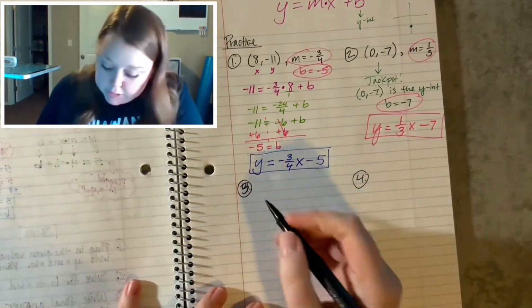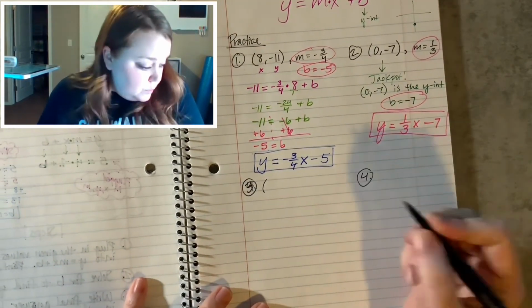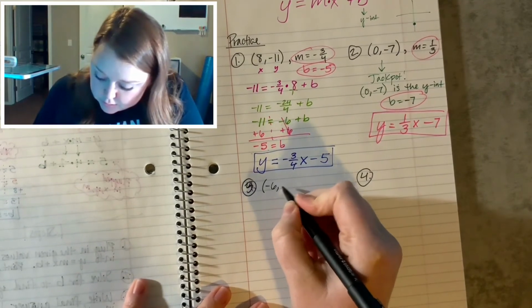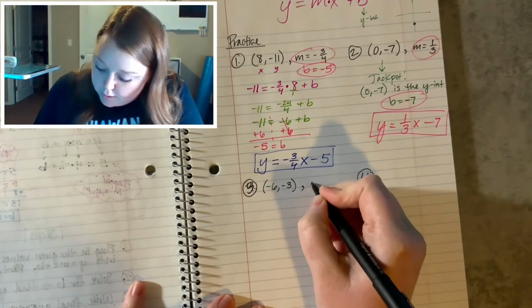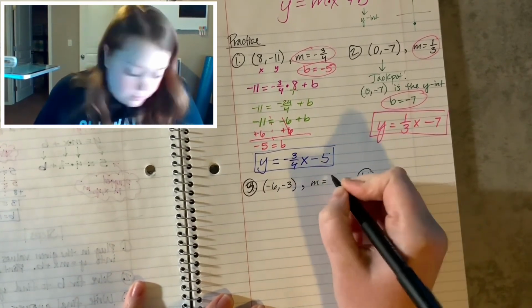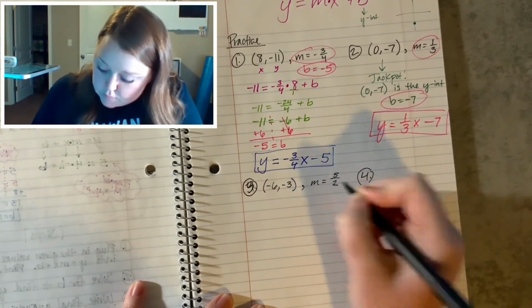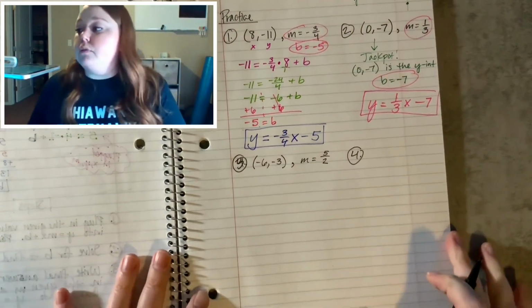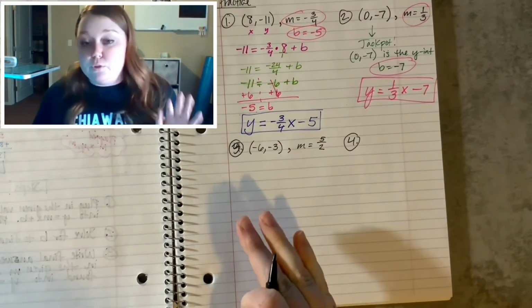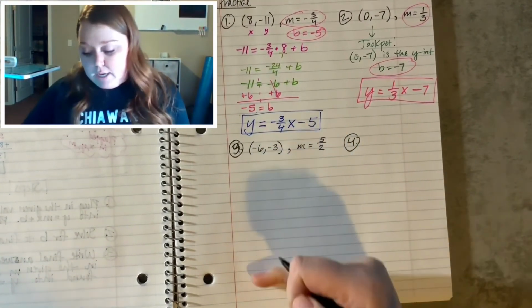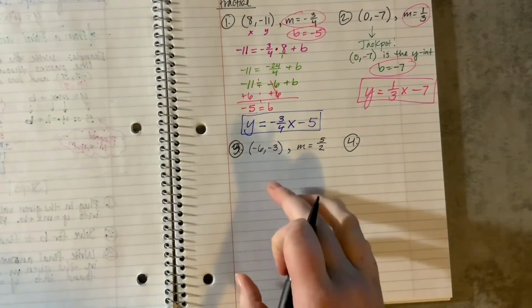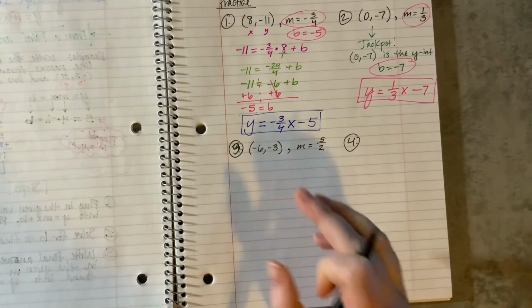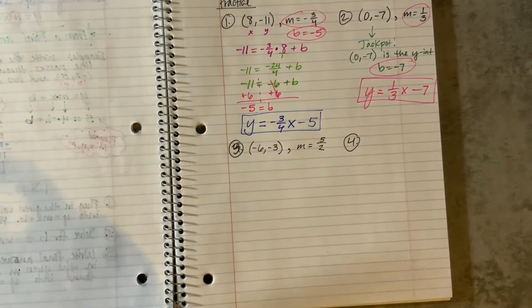Okay, number 3. There's a point at -6, -3. And the slope is 5/2, 5/2. This is a great time for you to pause the video, try it out, see as far as you can go at least. Let's see if you can do the whole thing by yourself and then hit play when you want to check it, okay?